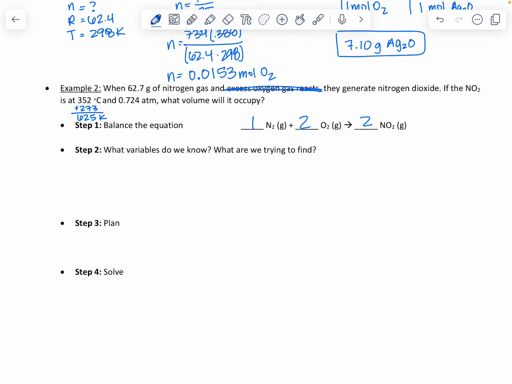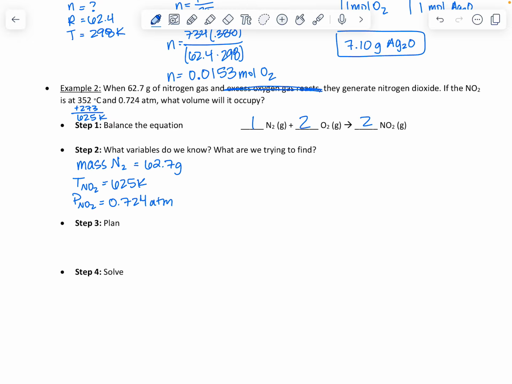All right, what variables do we know? We know the mass of nitrogen gas. So remember that nitrogen gas, it's diatomic, so it's N2. We know that the mass is 62.7 grams from the problem. We know that the temperature of NO2 is 625 Kelvin. We know the pressure of NO2 is 0.724 atmospheres.